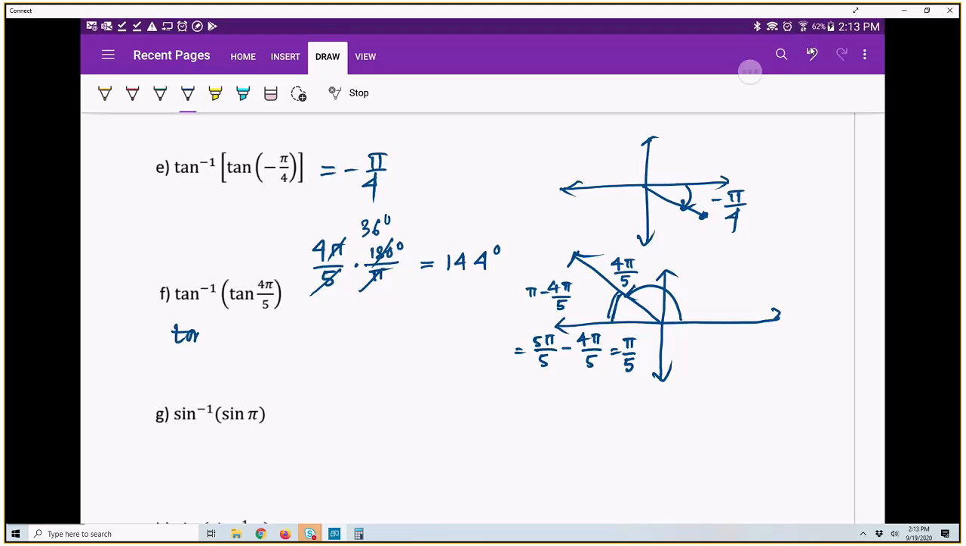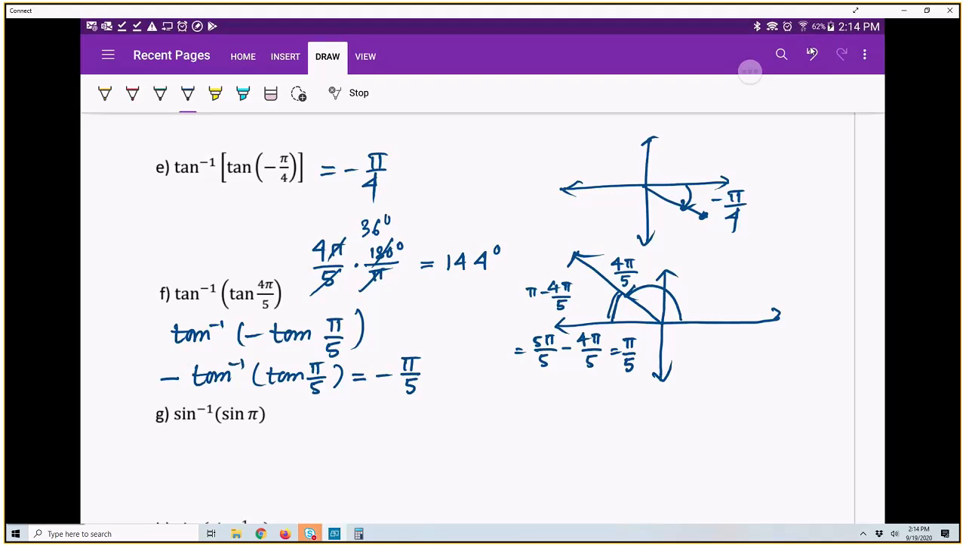So how do I write it? I write it as tangent inverse of negative tangent of the reference angle, pi over 5. So then I know that the minus is going to come out, and I will write it as minus tangent inverse of tangent of pi over 5. But pi over 5 is now in the first quadrant, so I can cancel the tangent inverse and tangent, and my answer is minus pi over 5.